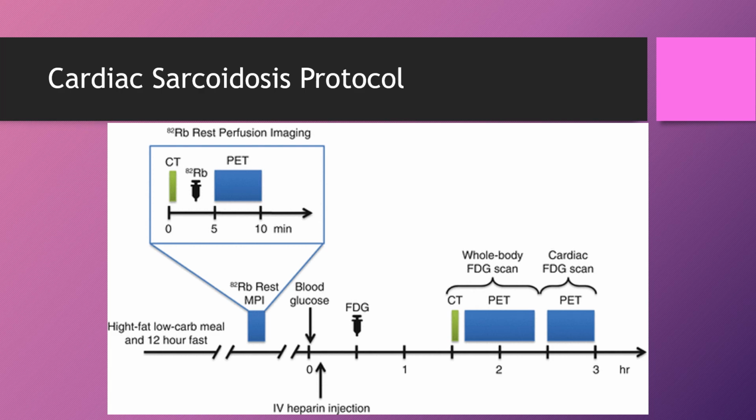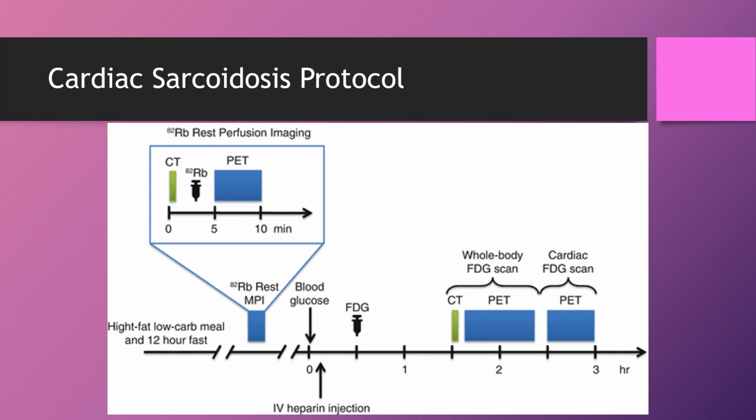This is the protocol for cardiac sarcoidosis. You'll know that it's very similar to the FDG. The patient will follow a high fat, low carb meal for about 12 hours. They'll get their resting MPI study. Blood glucose will be obtained. Heparin will be administered at that point if it's part of the protocol. And then the FDG is administered.